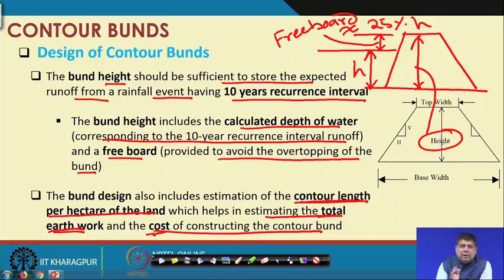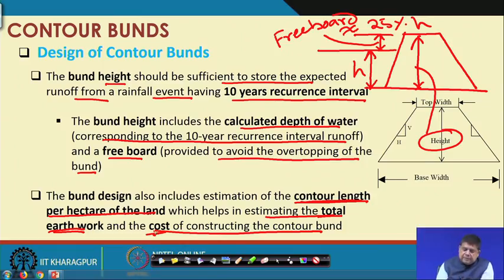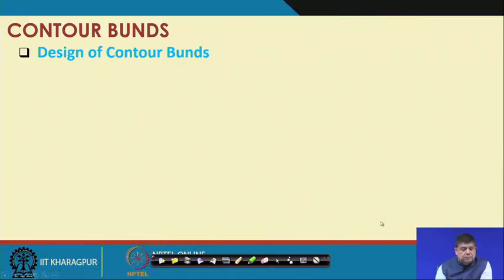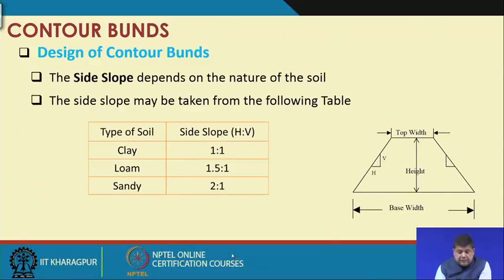Of course, remember when we said the total economics is calculated, then not only the cost of earthwork, but the cost of land which is lost due to construction of the bund is also considered. But as far as only constructing or implementing these measures is concerned, obviously we are more focused on the cost of constructing these contour bunds. Then the side slope which we considered earlier comes into the picture.